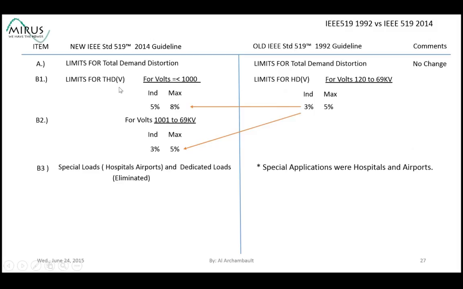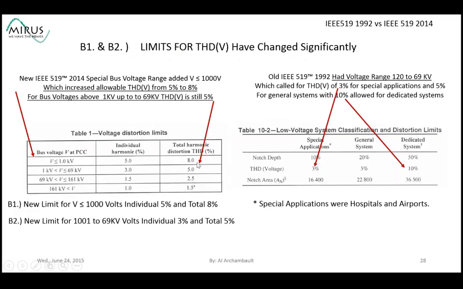They've lightened up on the background voltage distortion requirements. The first thing they've done is they added this new range. The old range was 120 volts to 690 kV, and the voltage distortion for that range was 5%. In the new guideline, they've split it up. So they've got below 1,000 volts. They now have the maximum allowable is 8%.